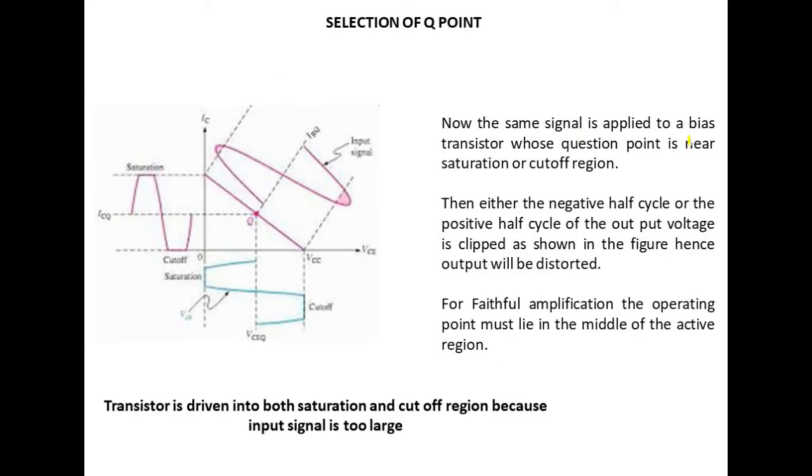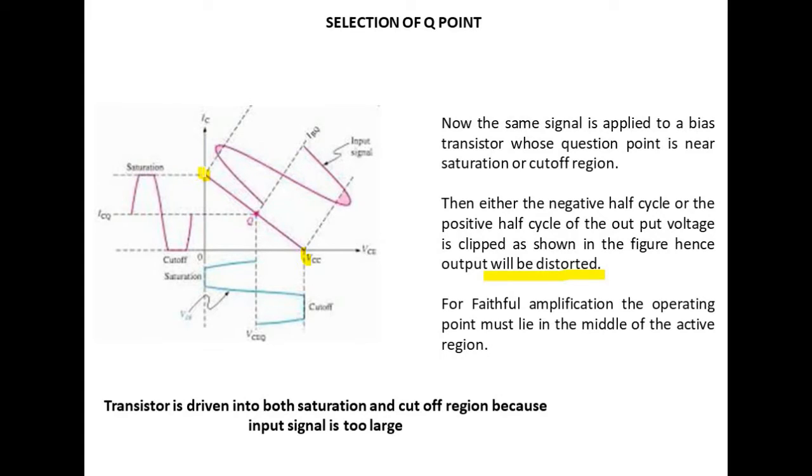Now the same signal is applied to a biased transistor whose quiescent point is near saturation or cutoff region. Earlier it was in the middle region, but now we will discuss the case where the operating point is somewhere at the saturation point or at the cutoff point. Then either the negative half cycle or the positive half cycle of the output voltage is clipped as shown in the figure, hence output will be distorted.